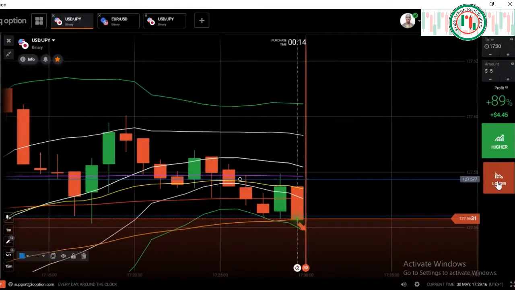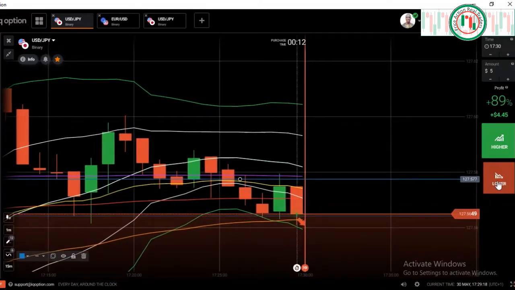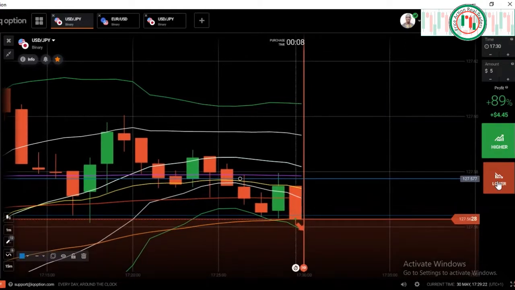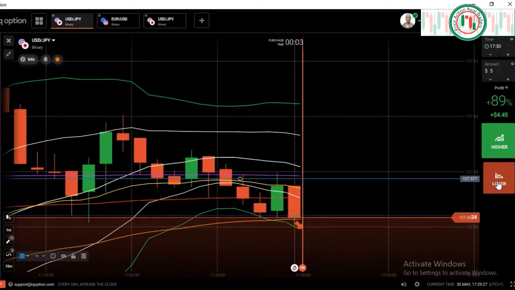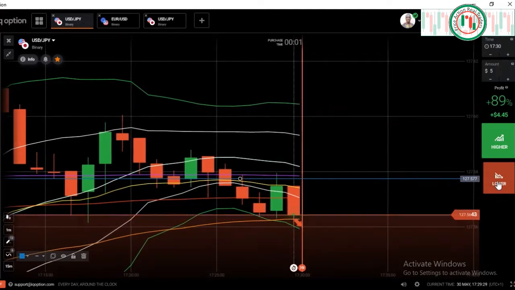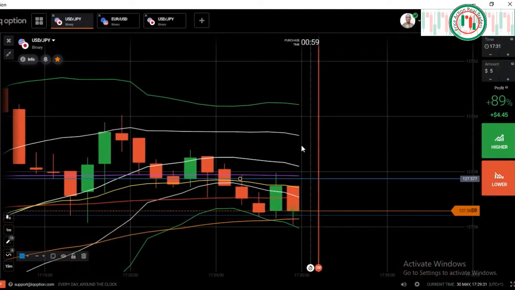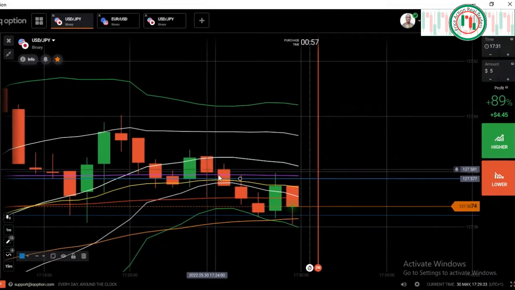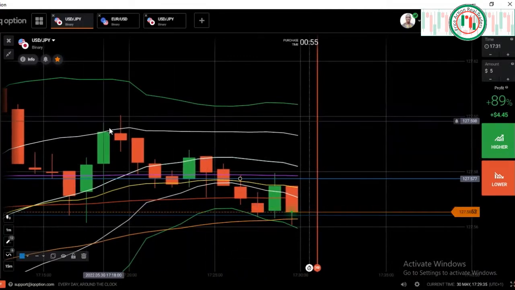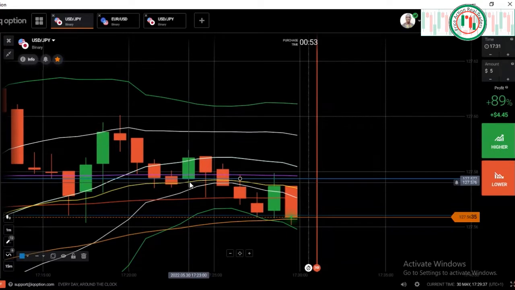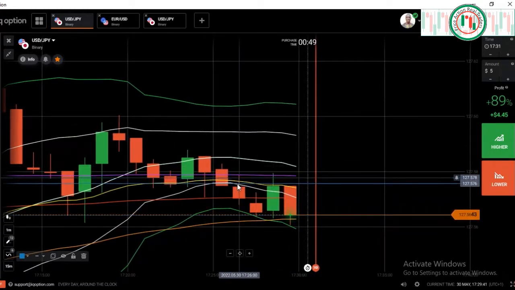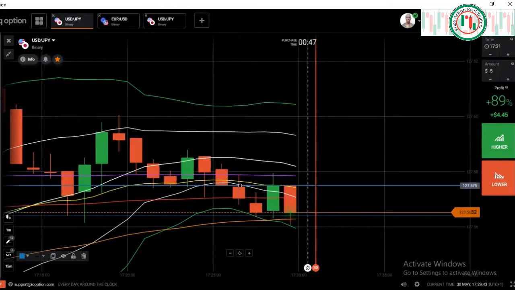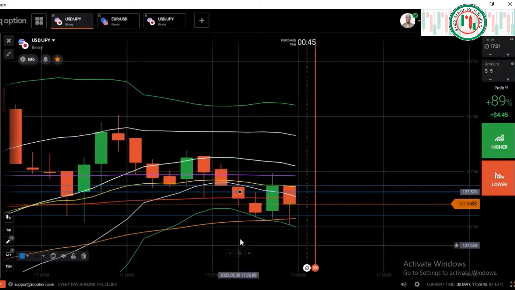You see here I missed the put option here, but I will still wait. If market goes higher, I'll place my trade. No problem. You see here this is engulfing, and this is another engulfing. Market closed at this zone. You see market is reversing, so I will wait for the next candle.